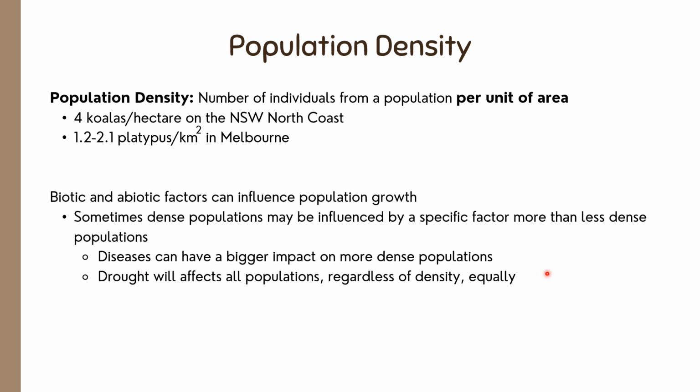Areas where there were more people were more affected by the disease. For example, in the city of Melbourne, there was much more prevalence of COVID than out in the country where there were fewer people, so less density. However, if, for example, Victoria is going through a drought, that's going to affect everyone regardless of how dense the populations are. So the city of Melbourne will be equally affected as the people in the country, even though there are fewer people in the country. The drought is going to affect everyone equally, but factors like disease will affect more dense populations.